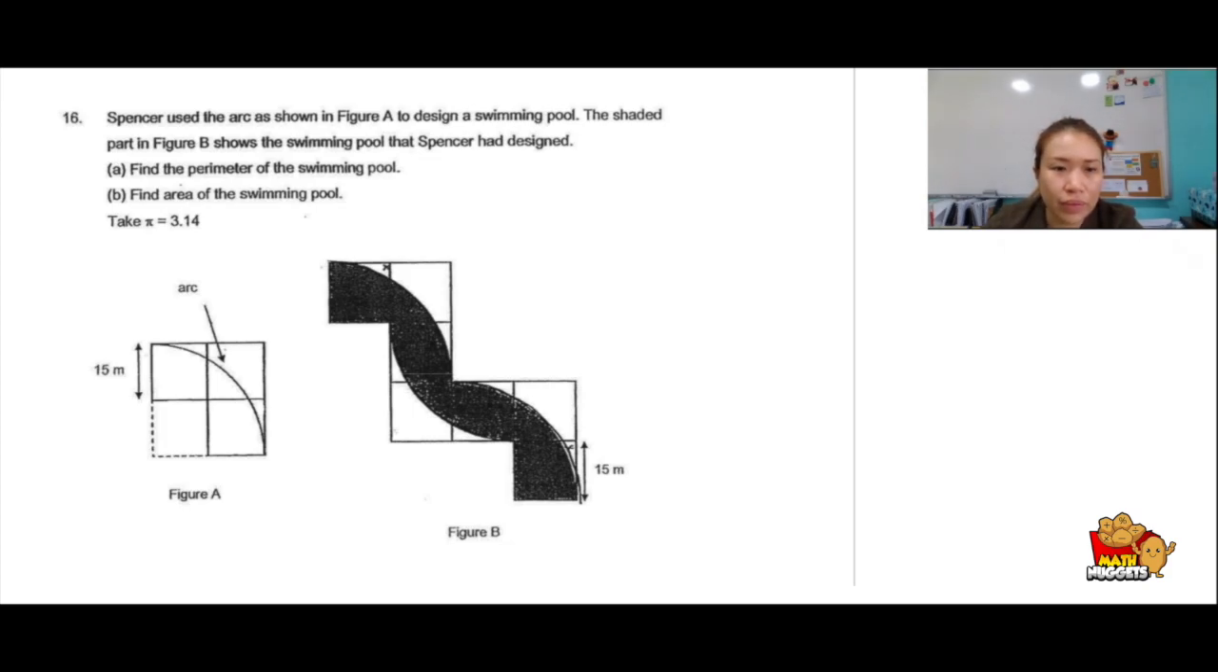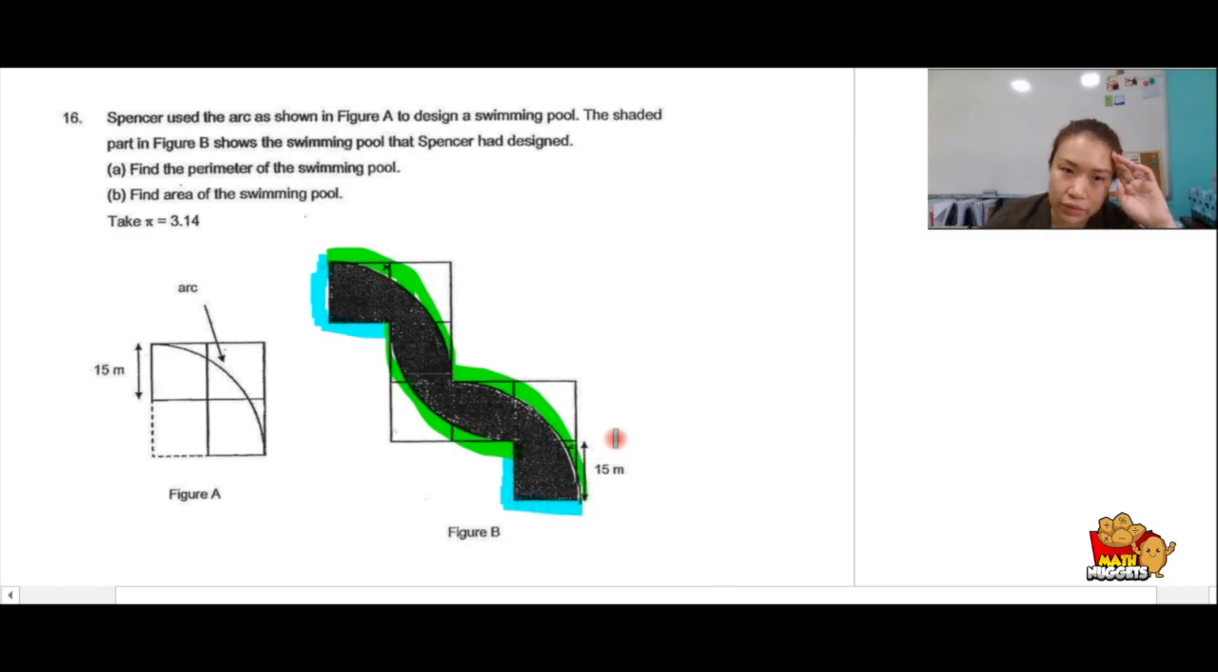Question 16. Part A was supposed to find the perimeter of the swimming pool. So we have a quarter curve, another quarter curve, another quarter curve. So in total we have 3 quarter curves. Then afterwards we need to add one side of the square, one side of the square, one side of the square, and one side of the square. So 4 straight lines to add afterwards. So let's find the curve parts first.